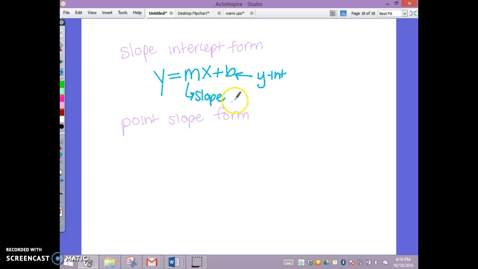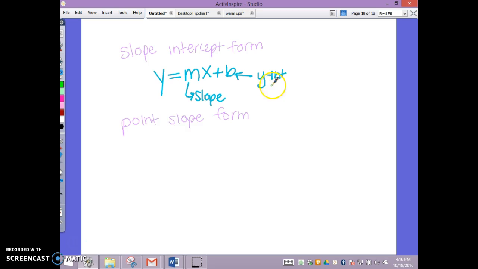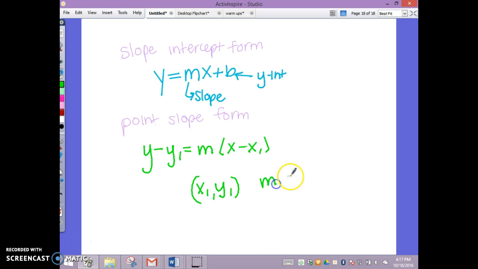In point-slope form, we don't use that same exact information. We use just any point, not specifically the y-intercept, any point and our slope. So point-slope form looks a little bit longer, but I promise it is not that difficult. (x1, y1) is a point on my line, and m is your slope. So these are used in different scenarios when you're given different parts of the equation.